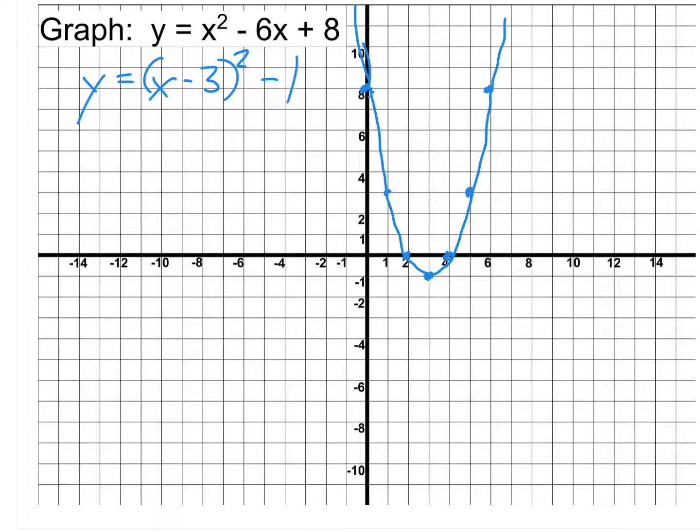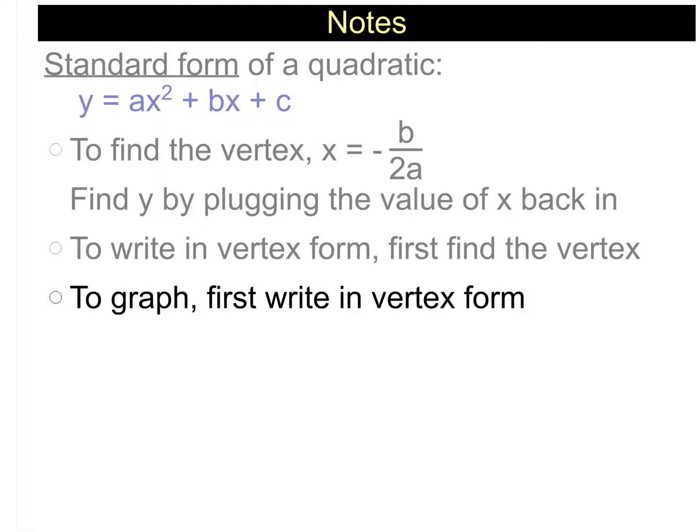And so we now can go ahead and see how we can make a graph of something in standard form like this. That means one last piece to add to the notes on standard form. How to make the graph? First write it in vertex form. Add this to your notes.